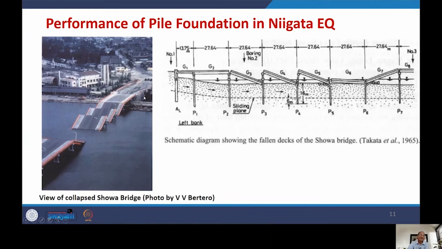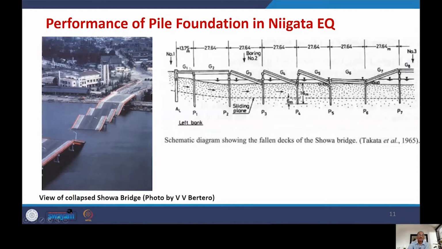What has been shown in this photograph is the collapse of the Showa bridge. When you have this collapse of the Showa bridge, you see that many spans of the bridge have gone inside the sea. But what you could see in this figure on the right hand side is the pile foundation. This bridge was situated on a pile foundation; there is a pier and below you have piles.